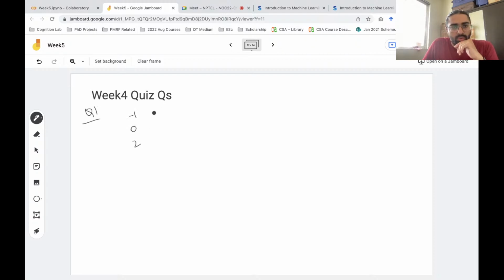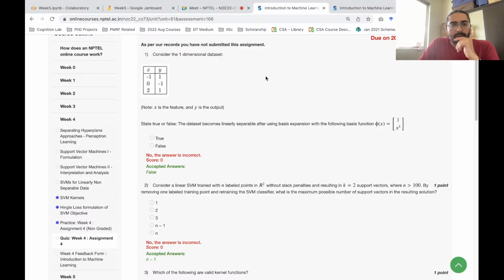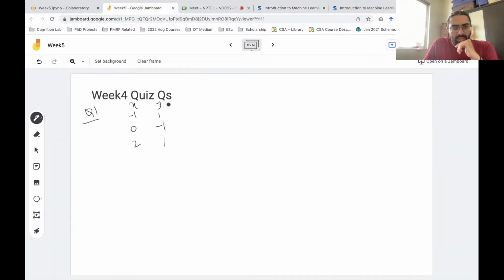-1, 0 and 2, if I'm not wrong, and y is 1, -1, 1, right? So here, if you plot it on a line, you can see 0, 1 and 2, -1. So 0 has -1 as your class label. Let's say I'll mark it with x, and this is a circle. So we cannot find any linear separability. In a straight line, it would just mean finding a point which separates above this class and below this class, and so on. So here we cannot do it.